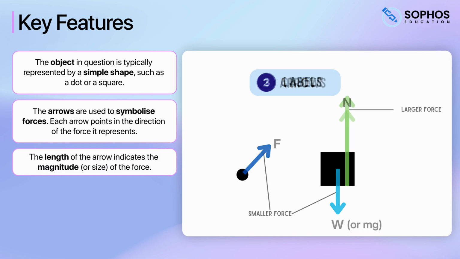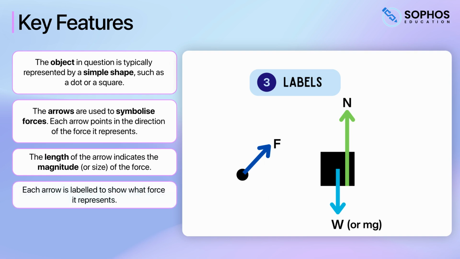Finally, there are labels. Each arrow is labeled to show what force it represents. Common labels include F for applied force, W or mg for weight or force of gravity, and finally N for normal force, which is the support force from surfaces like floors or tables.